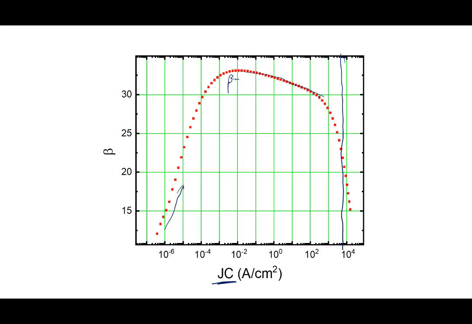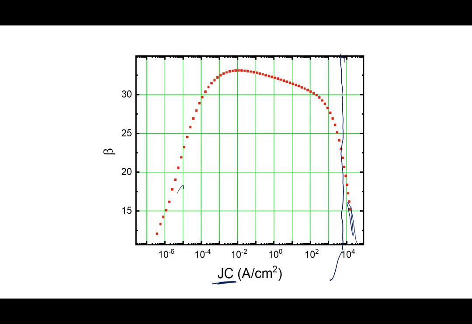So there's an upper limit. This is important because there's an upper limit of current density. You can't go beyond a certain current density. This is what this plot is showing. If you go beyond this, the beta becomes very small. Even otherwise, beta is not very large, as you can see here.